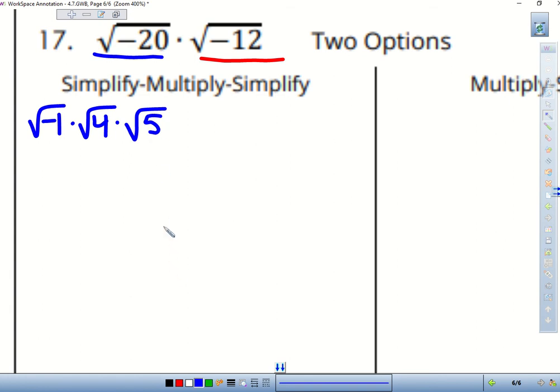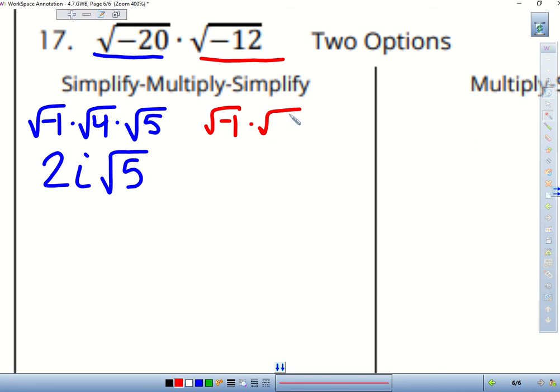So what is the square root of 4? 2. What's the square root of -1? 5. Square root of 5 stays as is. Now we're going to do this side over here. So that's going to be the square root of 1 times, what's 12 break down into? 3 and 4. Good. What's the square root of 4? 2. What's the square root of -1? I. And the square root of 3 just stays as is.